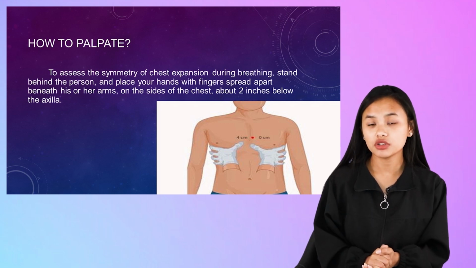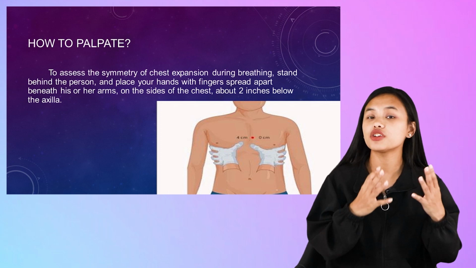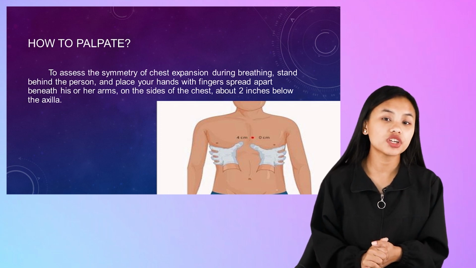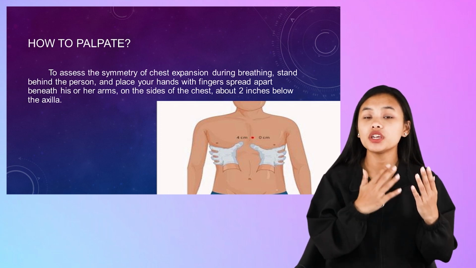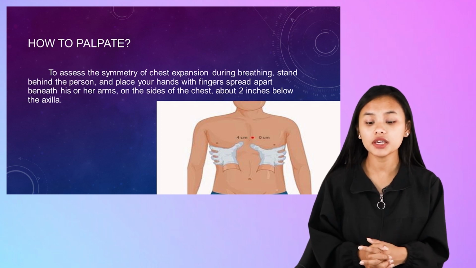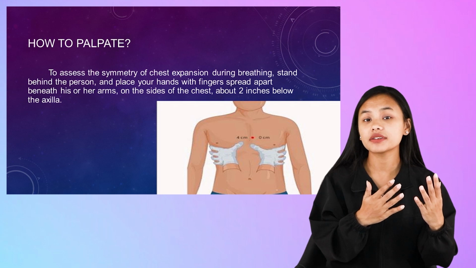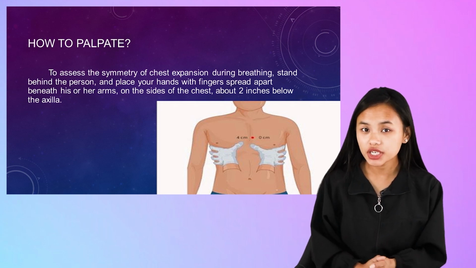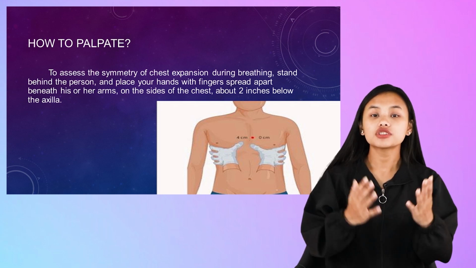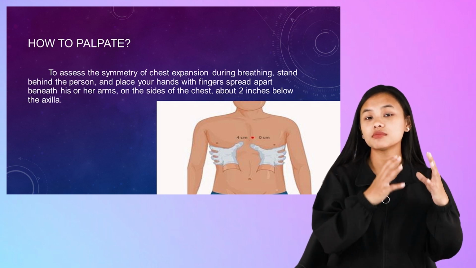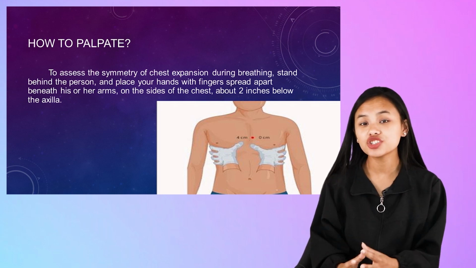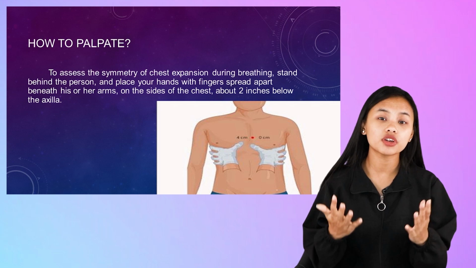When you are doing this, you also need to ask the client to breathe out completely. And when he or she is breathing out completely, you must observe your hands and thumbs to see that they have moved equally on both sides. This is what you can do to assess the symmetry of the chest expansion during breathing.